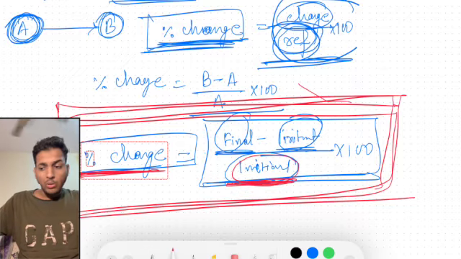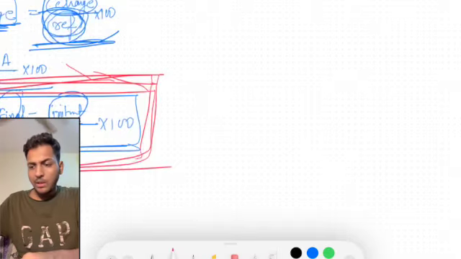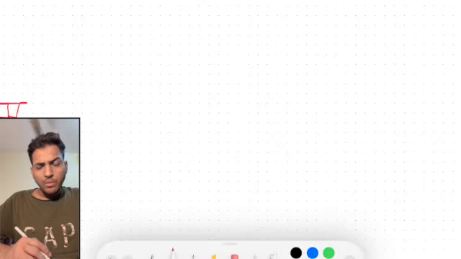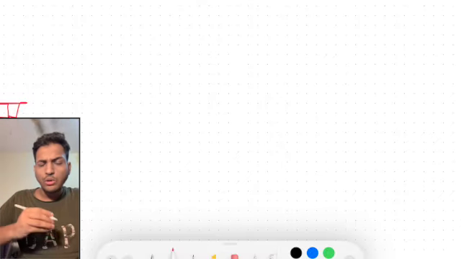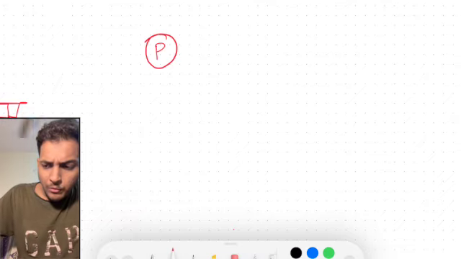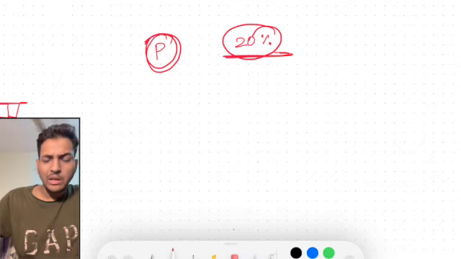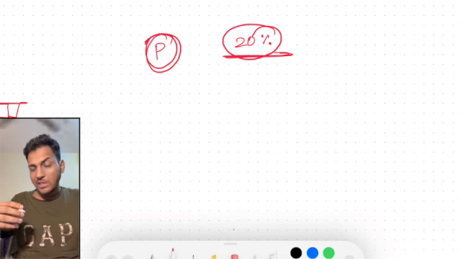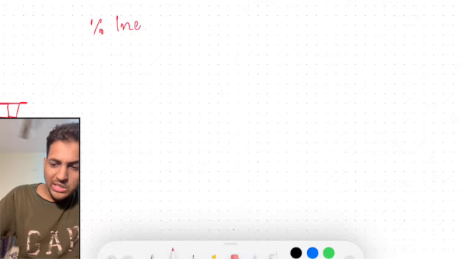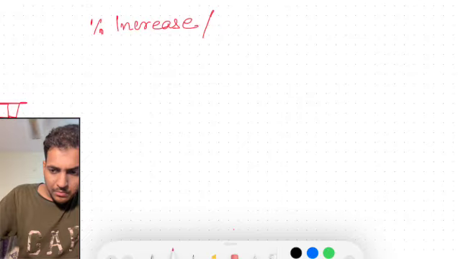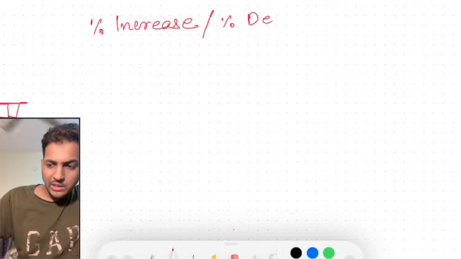Now the same concept can be studied in a slightly different manner. How? Suppose percentage change has been given and I ask you the final price. Suppose you are trying to buy a phone which is selling for price P, and then there is a 20% increase. Now I am talking about percentage increase. This is the sixth concept. Percentage change we have learned. Now let us learn percentage increase and percentage decrease.